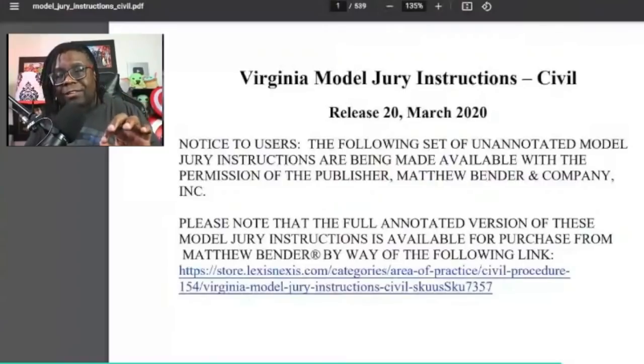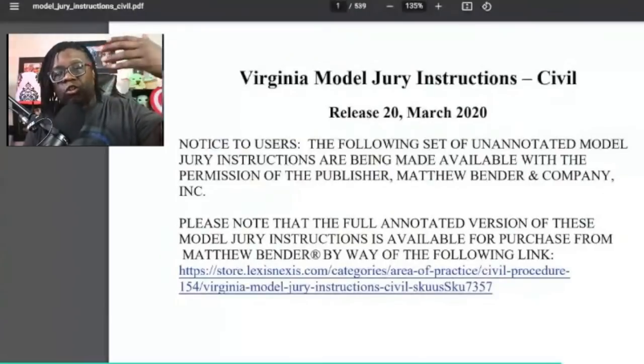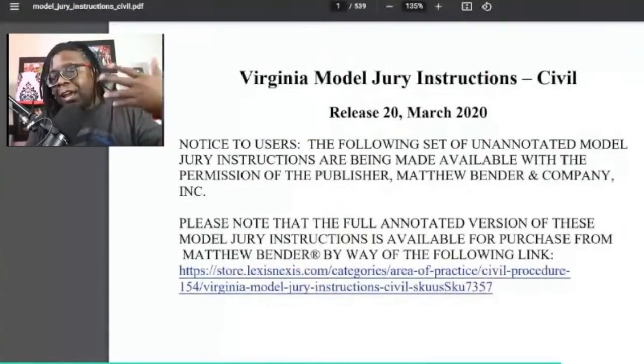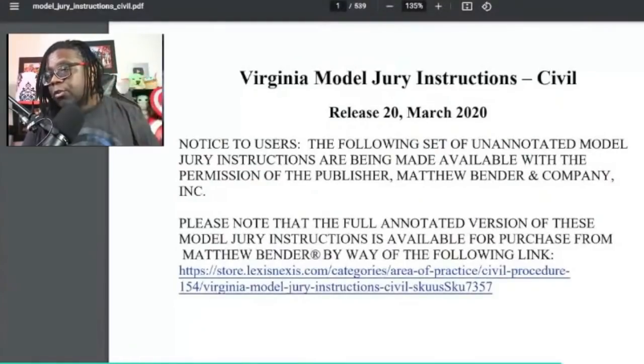But what the state does, because jury instructions are so important, is that they give you a model. So they say, here are the model jury instructions. And then you'll have this skeleton to work off of. So let's look at some of the jury instructions because it's come up a couple of times. I want to make sure I'm fair so you guys can see it.